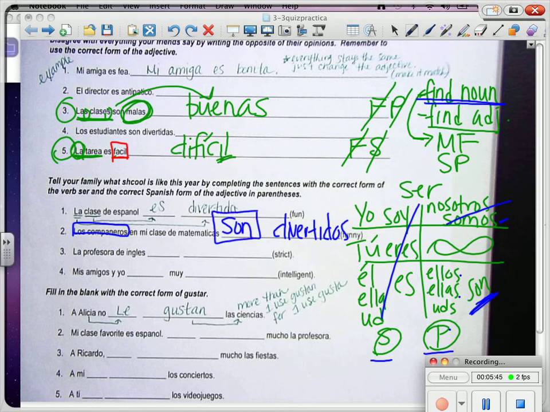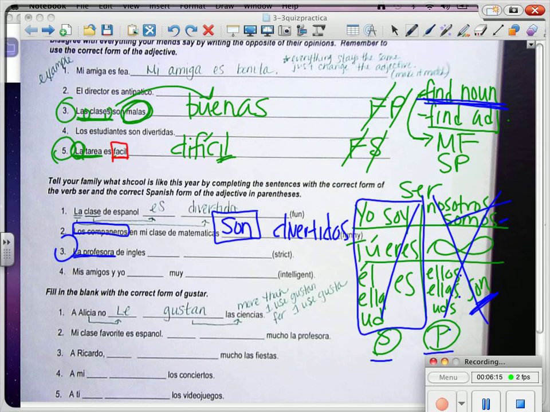I'm going to do one more for you, okay? Número 3. La profesora de inglés. So what's the first thing I need to do? Find my noun. What's my noun? La profesora. Now I need to ask myself, is it on the singular side of the chart or the plural side? La profesora, if I look at the article, I see that there's only one. There's no S, so it is obviously singular. So I can eliminate this side of the chart, and I'm on this side of my chart.